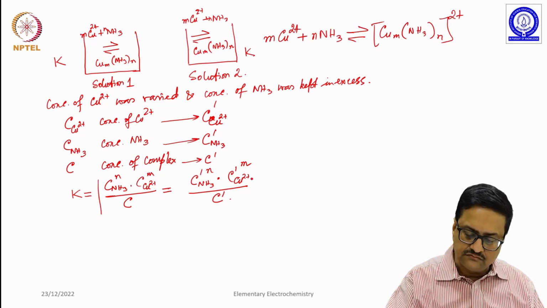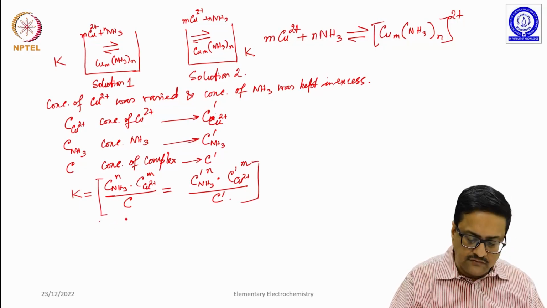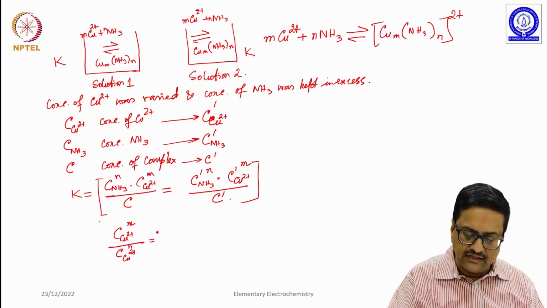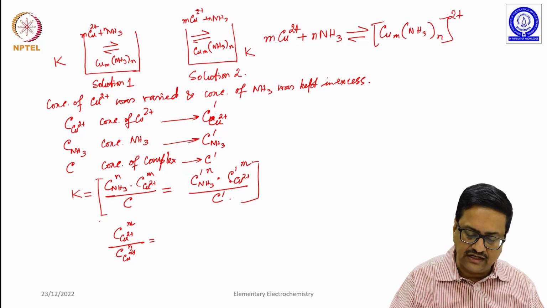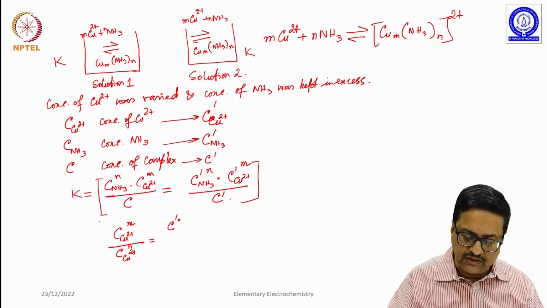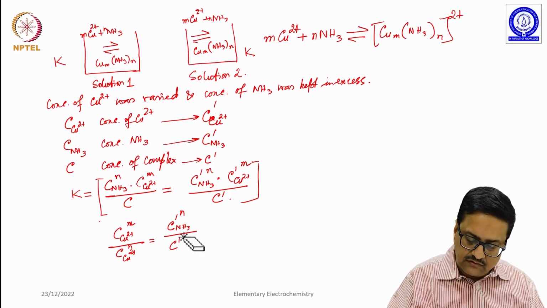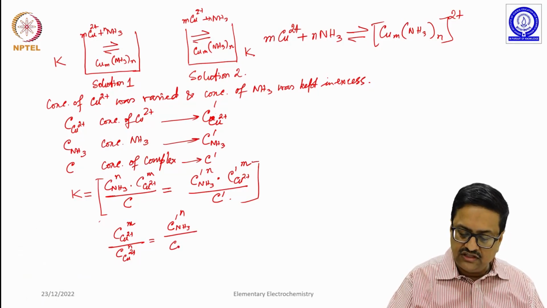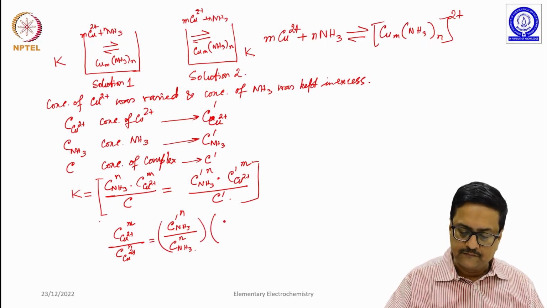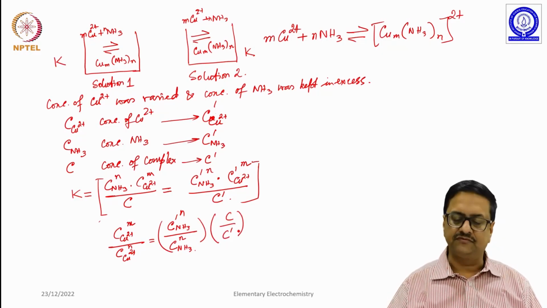Now, by equating these two, one can rearrange and write that C Cu2 plus to the power m divided by C Cu2 plus prime to the power m, that is, I am taking this and that on one side and transferring the concentrations to the other side, and one can write C prime NH3 to the power n divided by C NH3 to the power n, that is the concentration part of ammonia, and C by C prime, the concentration part of your complex.